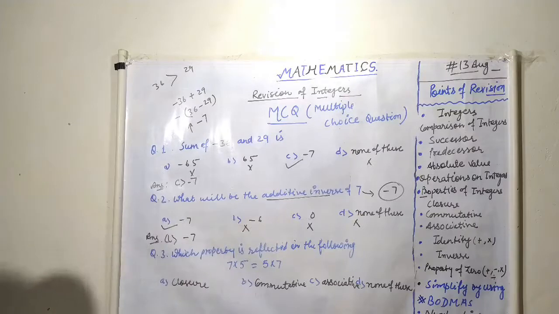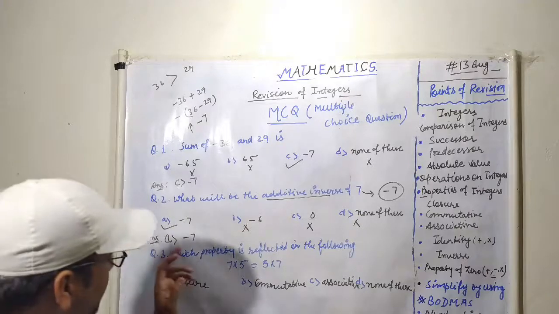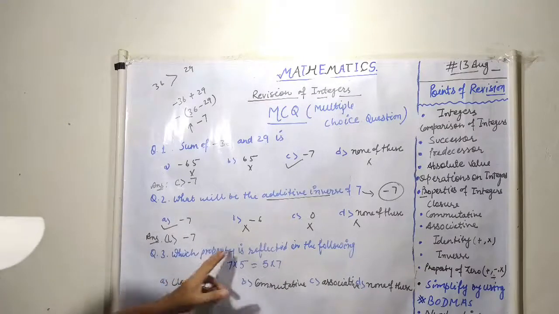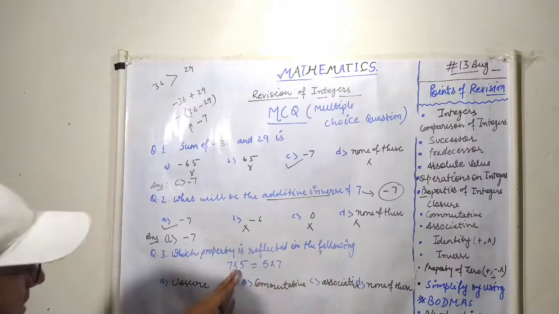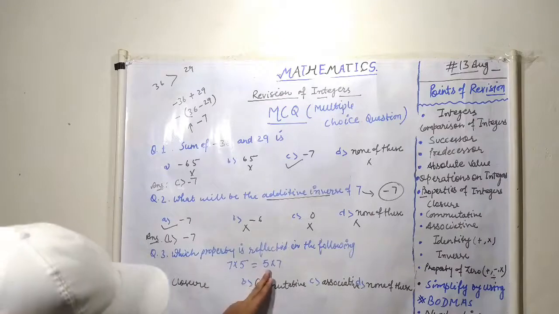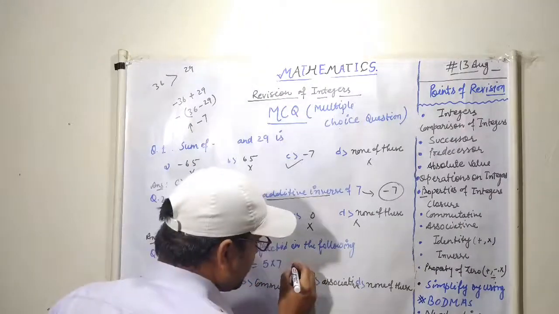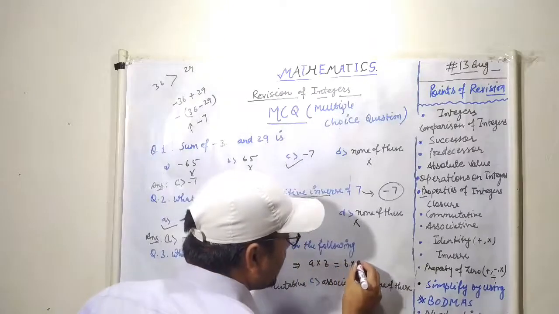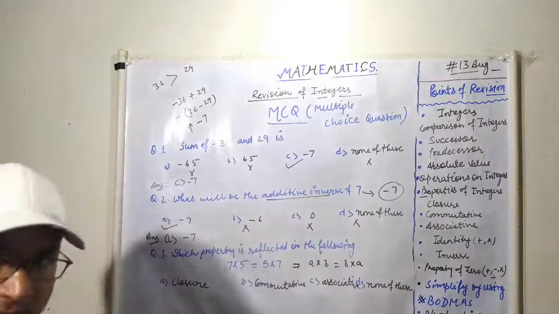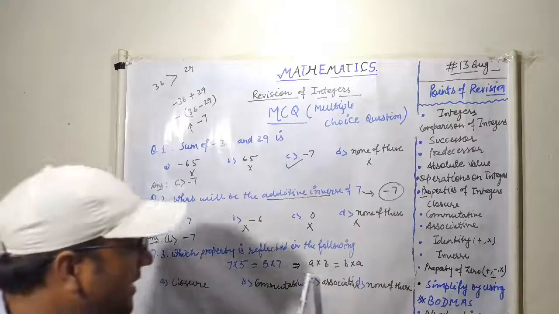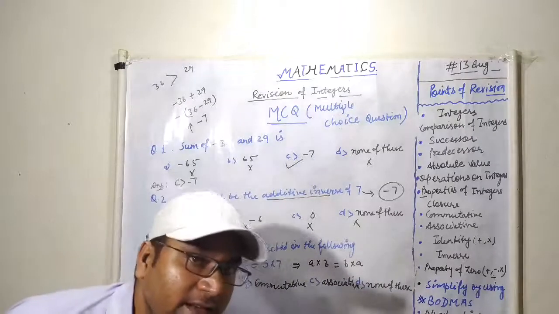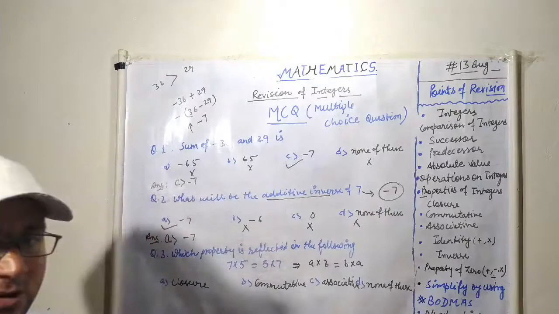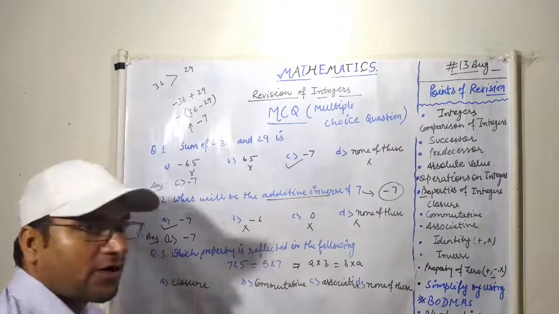Now question number 3. Which property is reflected in the following? 7 multiplied by 5 is equal to 5 multiplied by 7. What is the name of this property? A multiplied by B is equal to B multiplied by A. I told you that today I also explained this one. There is no change in the product. If you interchange the order of the numbers, there is no effect on the product.